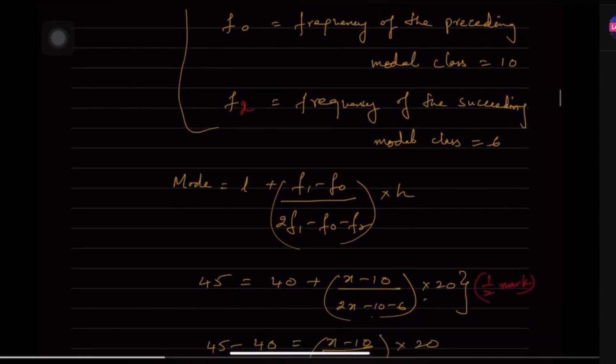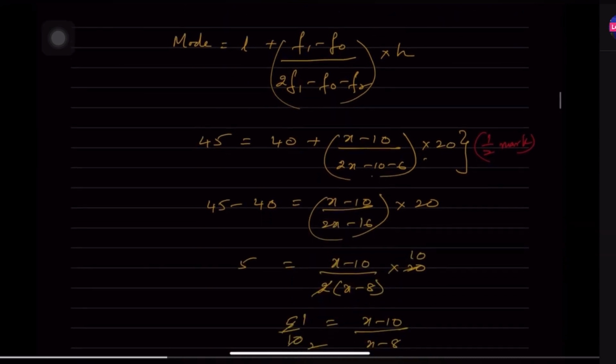So therefore, here you are having all the values. Mode is equal to L plus f1 minus f0 by 2f1 minus f0 minus f2, into h. So 45 is equal to 40 plus x minus 10 by 2x minus 10 minus 6, into 20. I have just substituted all those values. So 45 minus 40 is 5, is equal to x minus 10 by 2x minus 16, into 20. Then you can take 2 common in the denominator, so 2 and this 20 will get cancelled with 10. So x minus 10 by x minus 8.